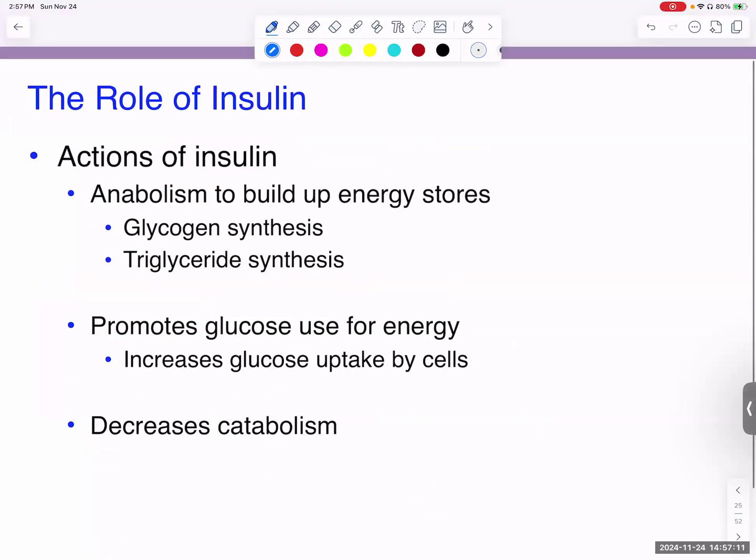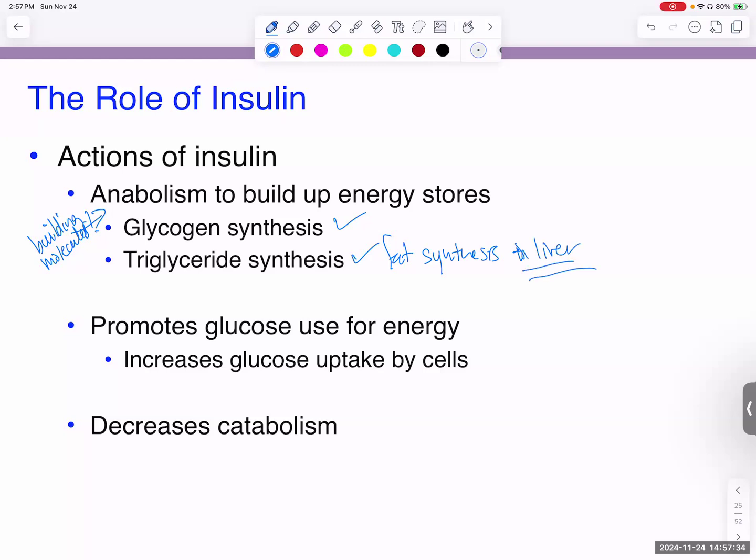So the actions of insulin: anabolism. Remember, this is building molecules, so either glycogen synthesis or triglyceride synthesis, which is fat synthesis, and this is really in the liver. It promotes glucose uptake by the cells and decreases catabolism, or breakdown, of energy.